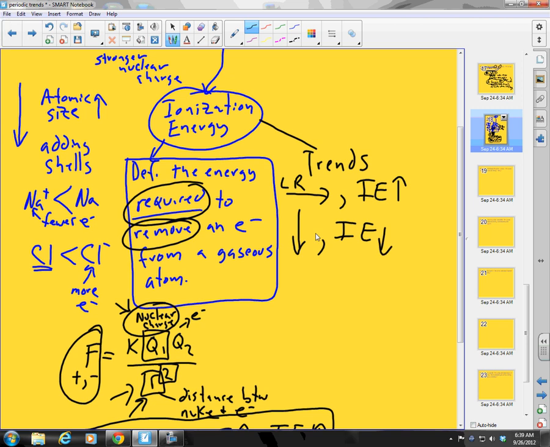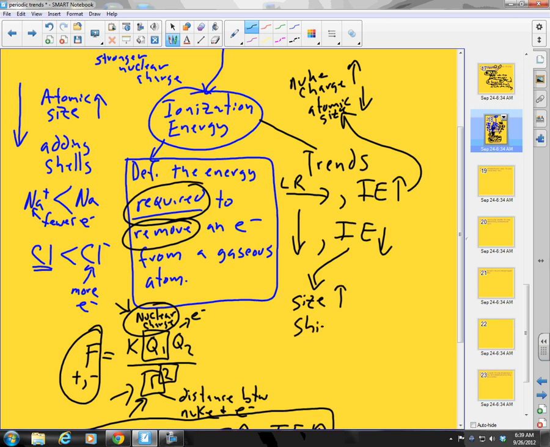Okay, we maybe should have said why. Let's say why here. Why, as I go from left to right, does my ionization energy increase? Because my effective nuclear charge increases, and my atomic size decreases. Good. Why does my ionization energy decrease as I go down a group? Because my size increases. And we can add one other thing: the amount of shielding increases. Both of those make it easier to remove an electron.